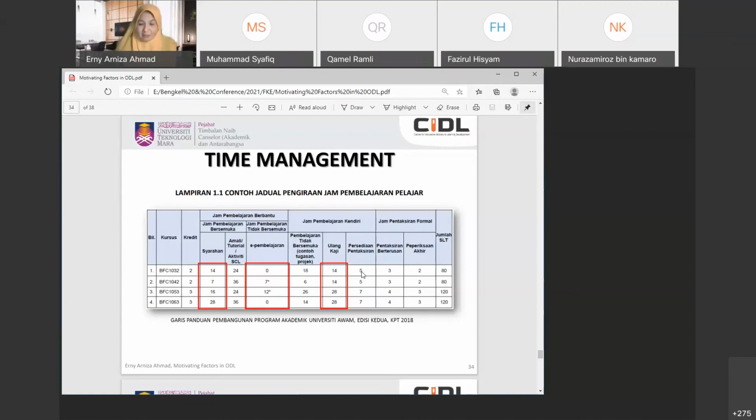Tak apa, kejap lagi Madam Erny tunjuk. So 2 jam untuk peperiksaan akhir ni sebenarnya untuk orang kata apa?